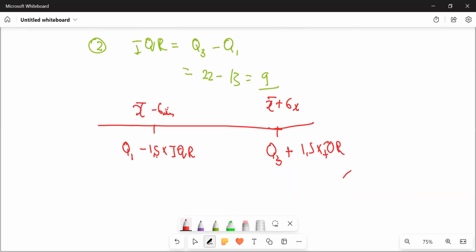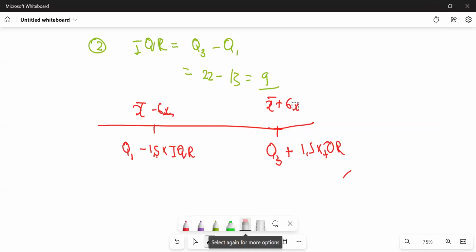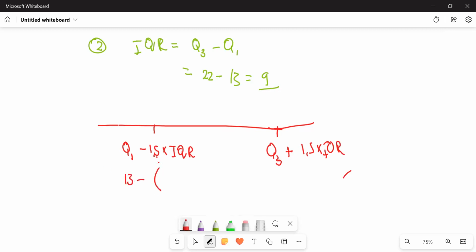Actually, you see, we've already done one part. We've already calculated the interquartile range again. What is our interquartile range for this stage? It's 9 again. But we know what Q1 is. Let's look at this. What is going to be Q1? Q1 is 13 again, minus. And then we're going to say 1,5 multiplied by 9.